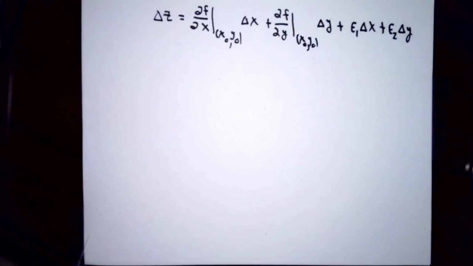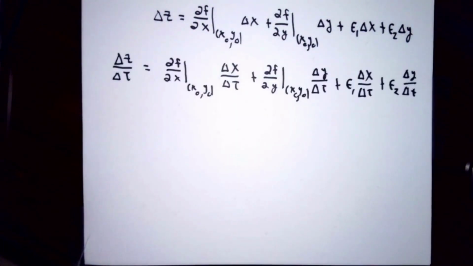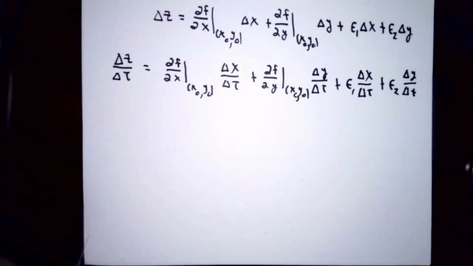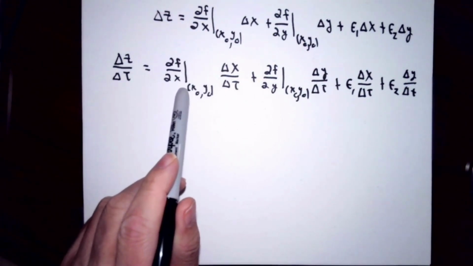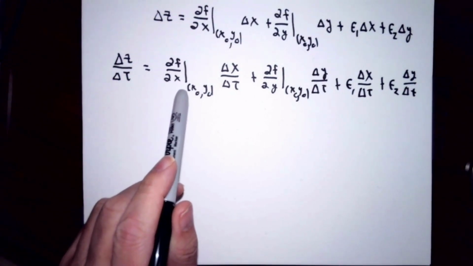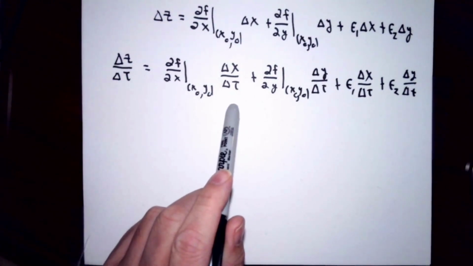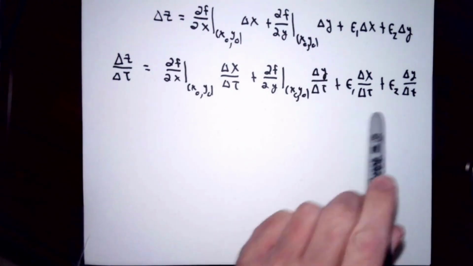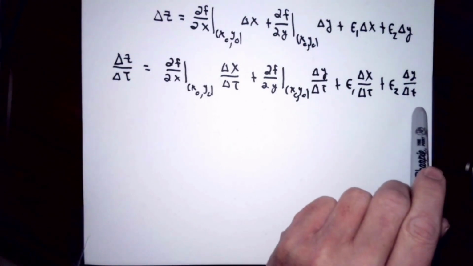I'm going to take that preceding formula and divide both sides of it by delta t. Now I'm going to take the limit as delta t tends to 0. This will be dz dt, the instantaneous rate of change of the function value in terms of t. This doesn't depend on delta t. Assuming my path is smooth, this limit is dx dt. That one will be dy dt.